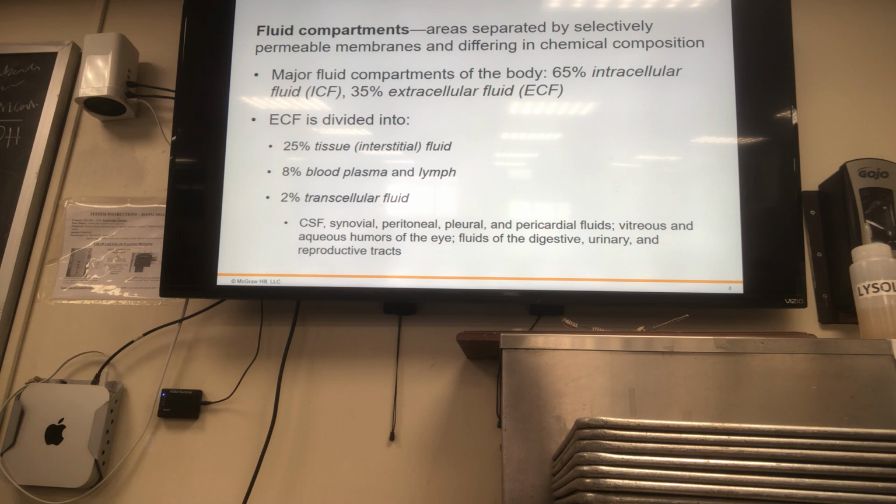So I can ask you on a short answer. The extracellular fluid is divided into three compartments: the tissue compartment, the interstitial compartment we talked about, 8% blood plasma that is circulating in your blood vessels and lymph, and 2% transcellular fluid. Give me three examples of transcellular fluid. You should write the cerebrospinal fluid, the synovial fluid, peritoneal fluid, the pleural fluid, pericardial fluid. There are so many examples to give from.